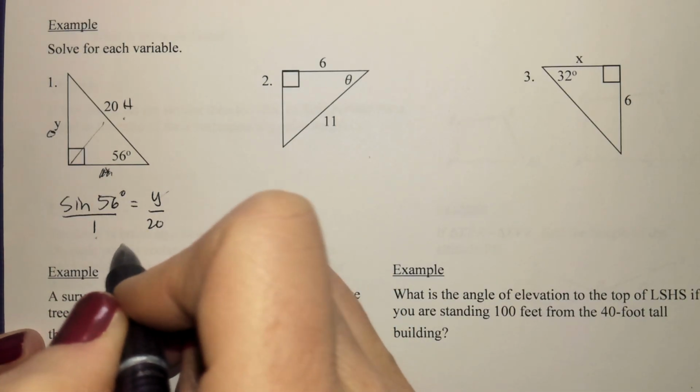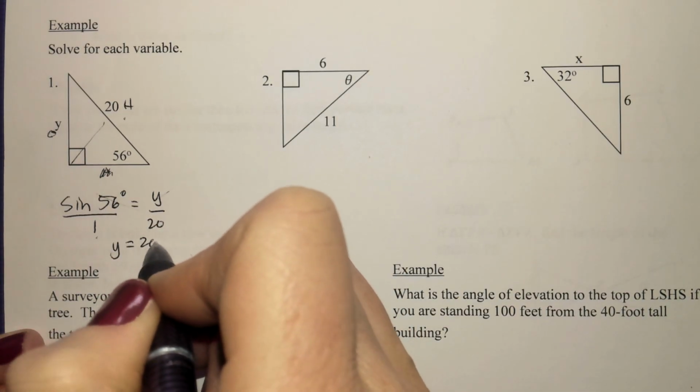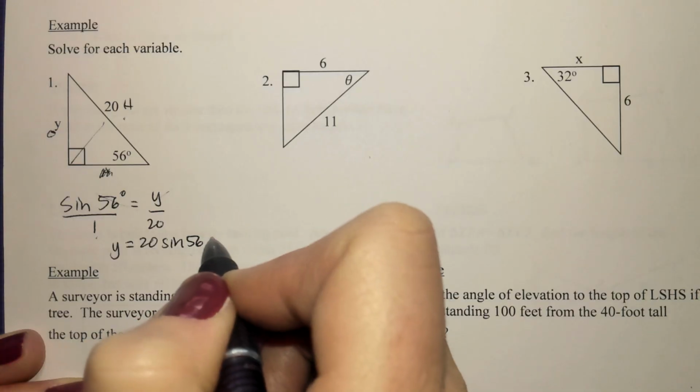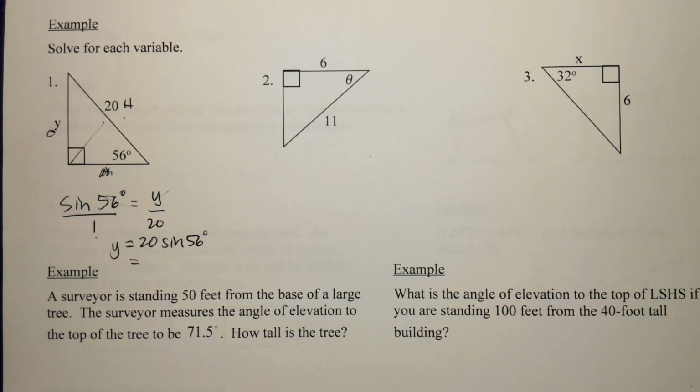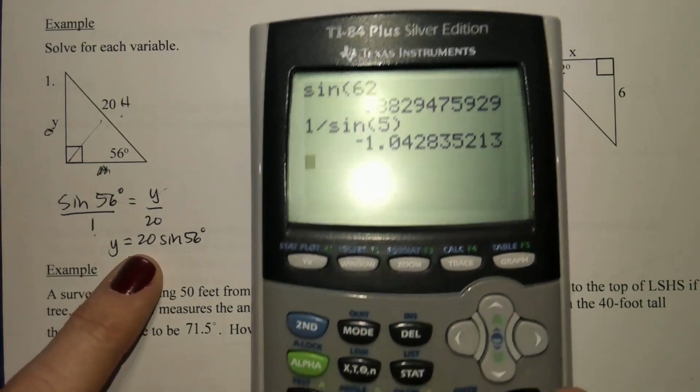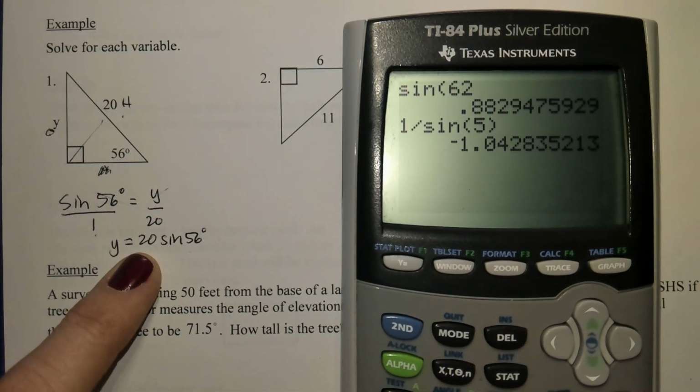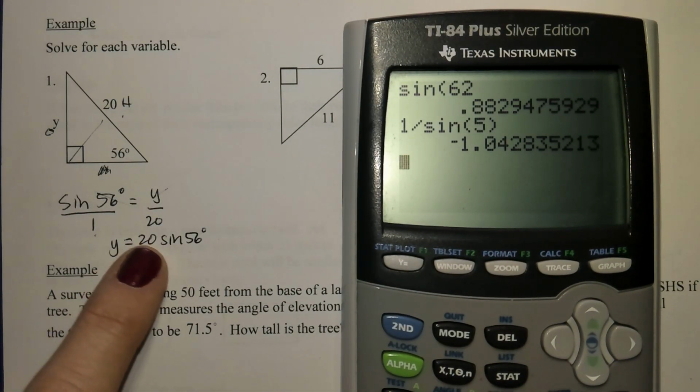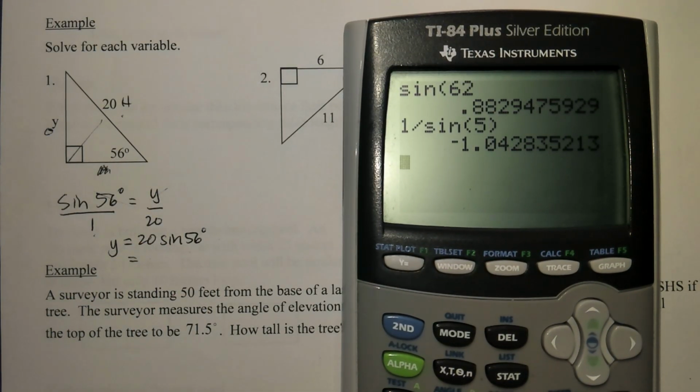So 1 times y is y, and then 20 times sine of 56 is what we're going to type in our calculator. I do find it to be a little bit safer to put the 20 in front. When kids put the 20 after the 56, sometimes your calculator will do it wrong.